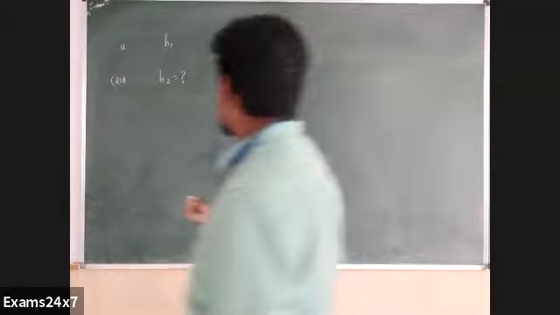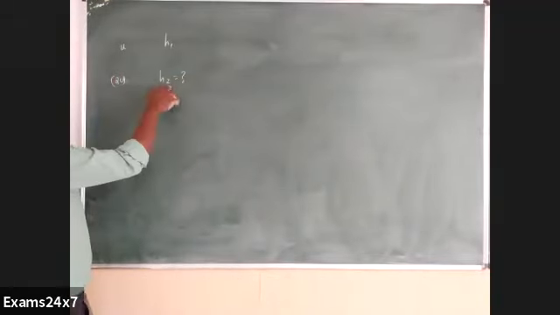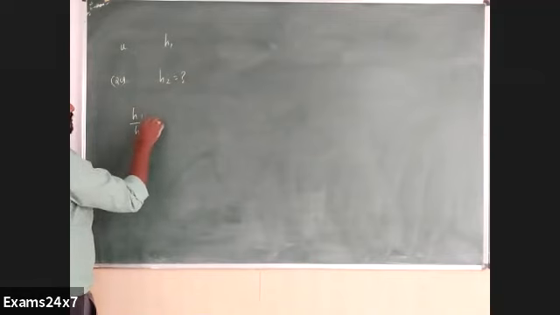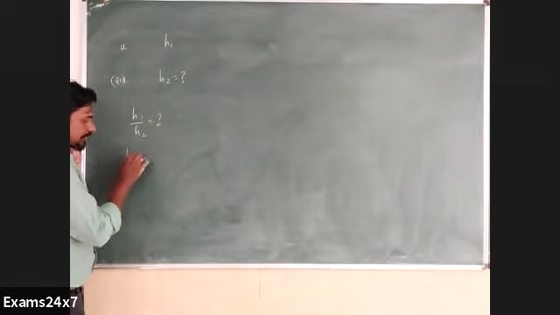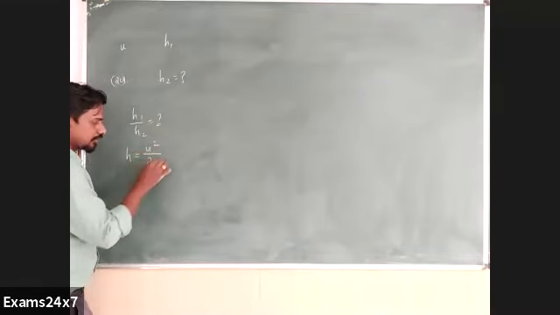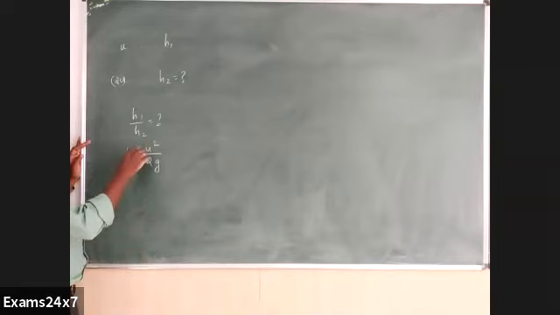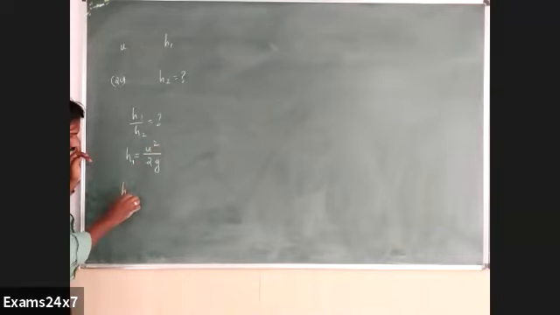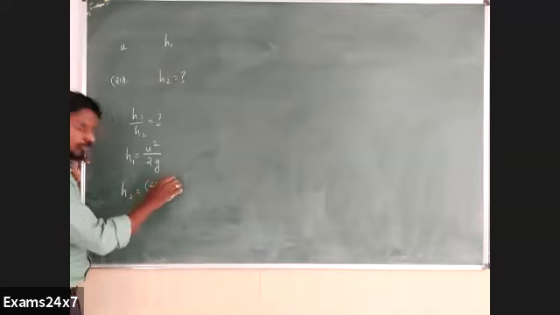The object is thrown up with double the initial velocity, that is 2u. The maximum height reached is h2. Find the ratio. You can find either h2 or the ratio h1 by h2. How to find? Very simple. You know that h is equal to u square by 2g. So h1 is u square by 2g, and h2 is (2u) whole square by 2g.